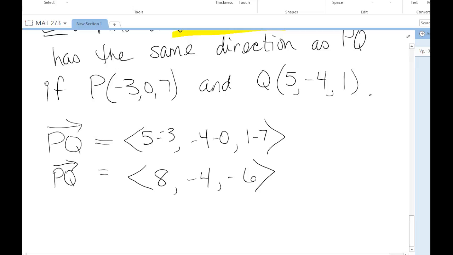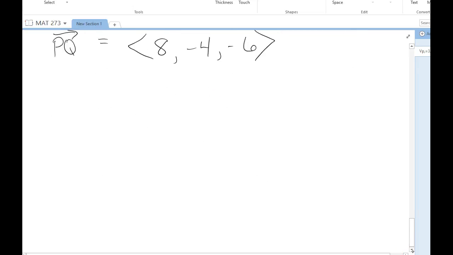We were asked for a unit vector. That thing is definitely not 1 unit long with components 8, negative 4, negative 6. That thing's going to be way bigger than 1 unit long. It goes out 8 units in the x direction, 4 units in the y direction, 6 units in the z direction. So the second part of the problem is to now take that vector and shrink it down to a unit vector.